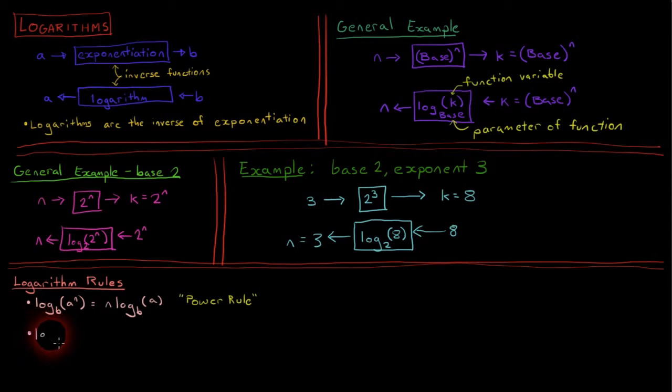Log base b of x times y is equal to log base b of x plus log base b of y. This is known as the product rule.